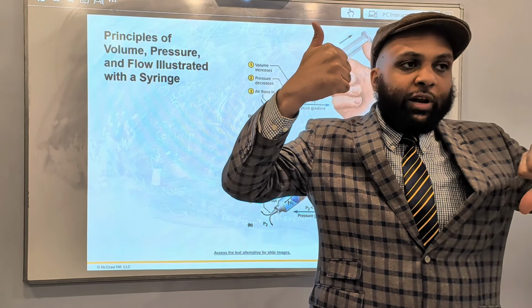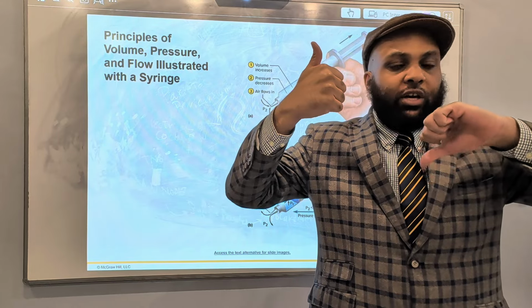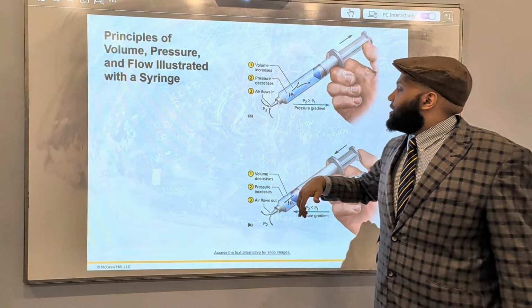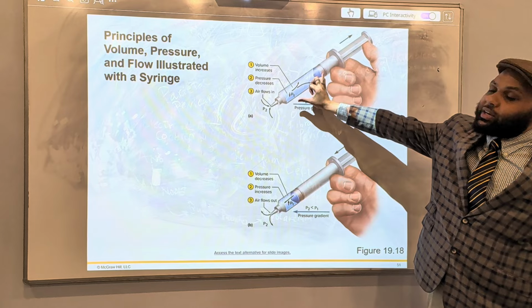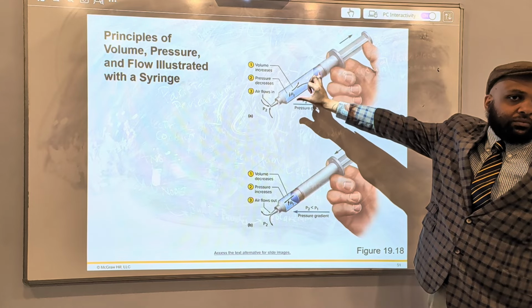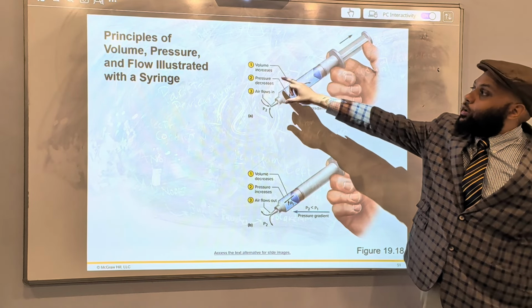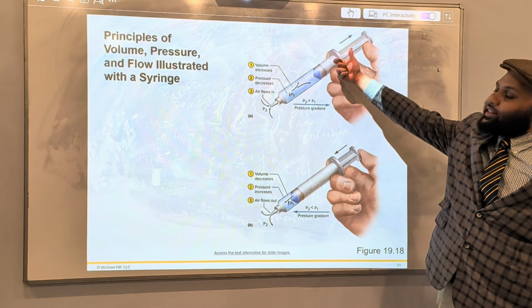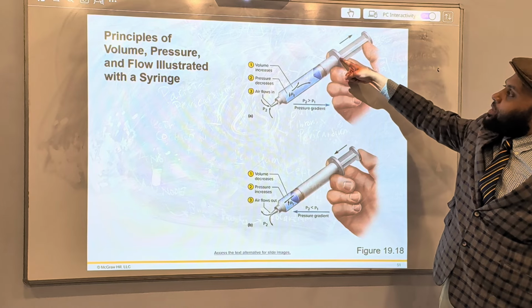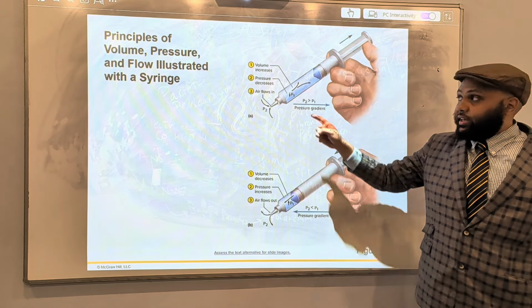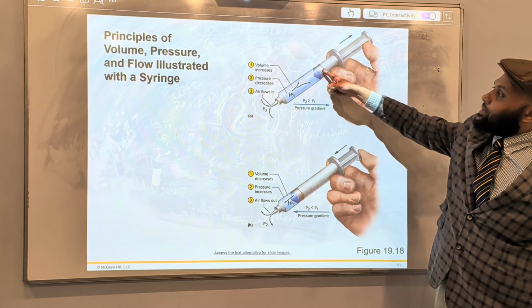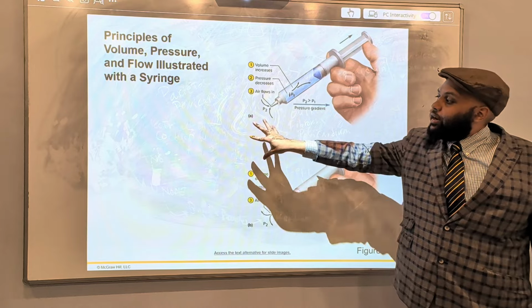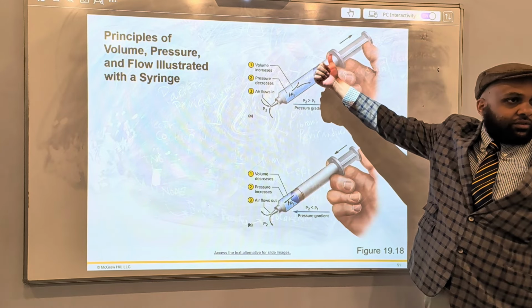You increase volume, what happens to pressure? Decrease. You decrease volume, what happens to pressure? Increase. If you look at the syringe, look at the volume now. Is the volume big or small? The volume is big. When you pull back, look at his index finger. When you're pulling back the syringe, are you increasing the volume or decreasing it? You're increasing the volume. And when you increase the volume, what happens to the pressure? Decrease. So things move from an area of high pressure to an area of low pressure.